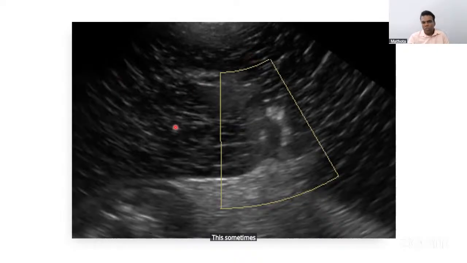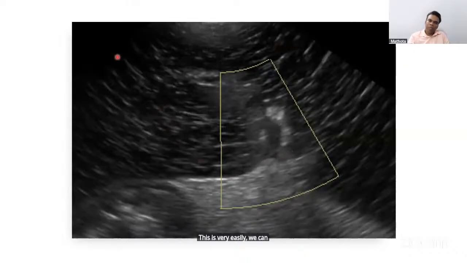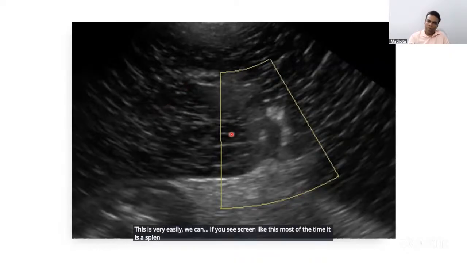Sometimes this is called the starry sky appearance. This black spleen with white dots. This we can identify very easily. If you see a spleen like this, most of the time it is a splenic torsion. Sometimes you will see a little blood supply with color Doppler. Sometimes you don't see blood supply like this. This is splenic torsion.